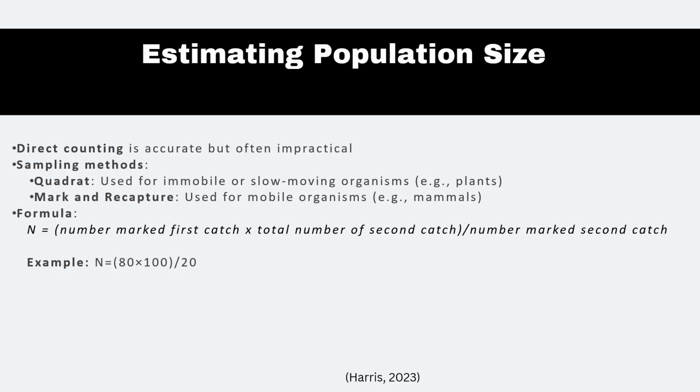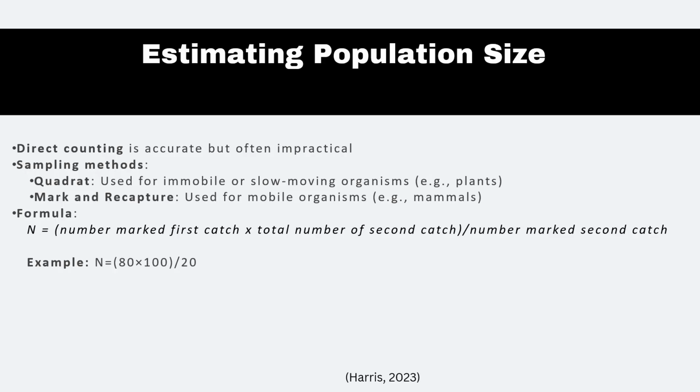So how do we estimate population sizes? Directly counting can be accurate, but often it's pretty impractical. So we use sampling methods. Quadrants are used for slow or immobile organisms like plants. Mark and recapture is a good method for mobile organisms. With the mark recapture formula, we use N equals the marked first catch times the total second catch divided by the total number marked in the second catch.